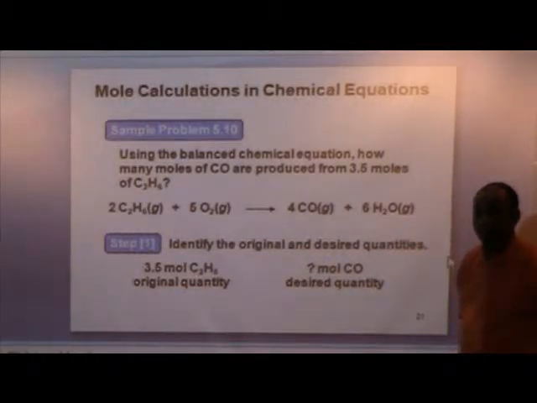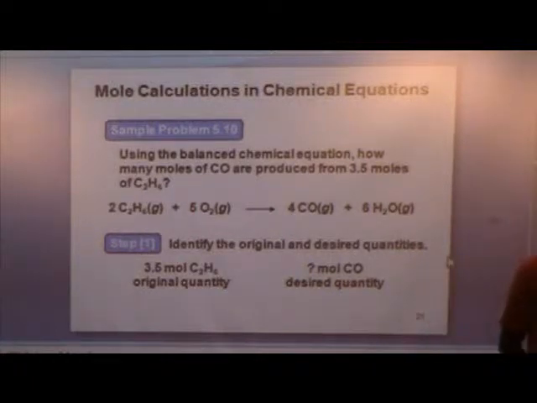So it is very crucial that we balance the chemical equation.